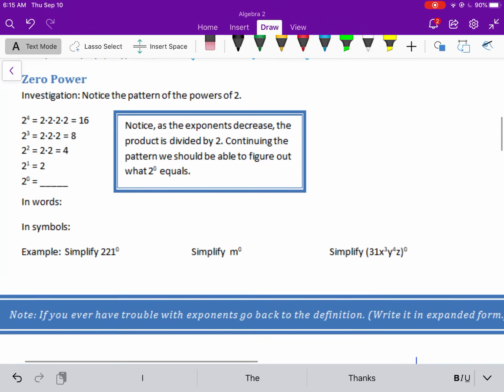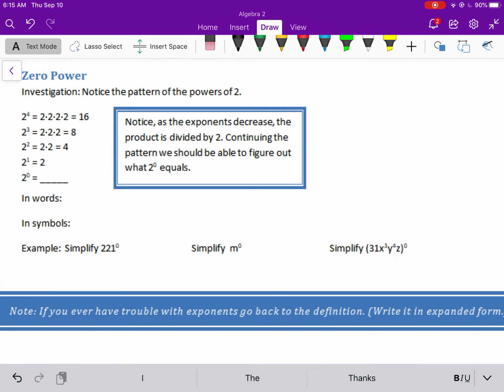Now we want to look at what's called the zero property. And in this investigation, it's going to be a little bit different. We're going to notice a pattern. So it says investigation. Notice the pattern of the powers of 2.